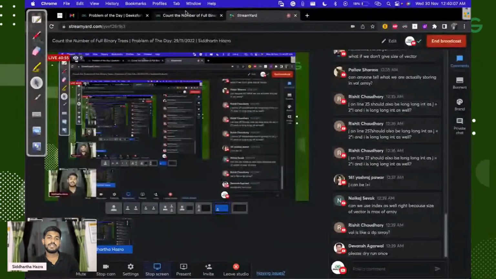In this code itself, you can see the code also. Val is like a DP array. Yes, absolutely, it can be visualized like a DP thing only. It is not a medium level question as was mentioned. If you go to the article link of the question, it would be seen that it is an expert level question. Please dry run once. Absolutely, I would dry run this once.